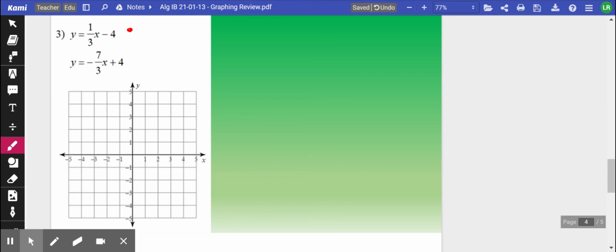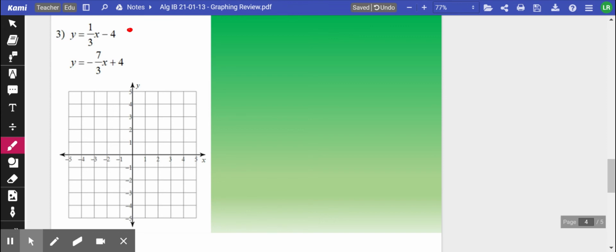Okay. It's already in slope intercept. Does it have to be already in slope intercept? Like, can I give you a problem that is not in slope intercept and do this? Yes. You would just have to do the work of solving it.